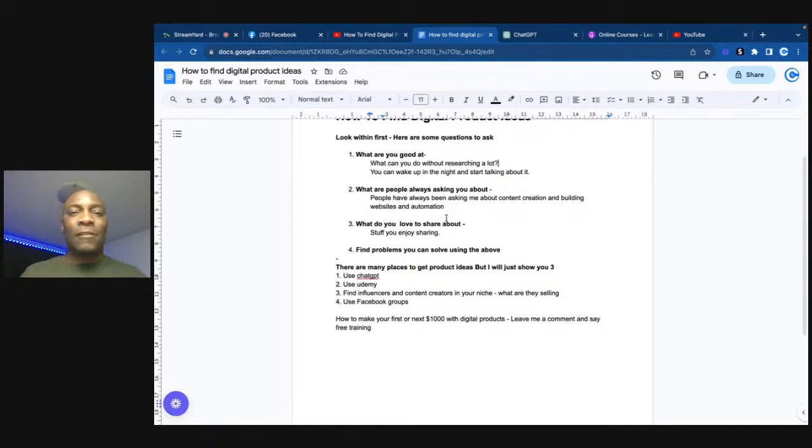Maybe you find it easy to do your work, like maybe you're an accountant or something like that. You find it very easy to balance books and to help people do their taxes. That might be a good idea for a digital product that you might want to create. You might want to create a training that shows people how to do exactly what you do. So that's the first thing that you need to look at. What exactly are you good at? What do you find naturally easy to do?